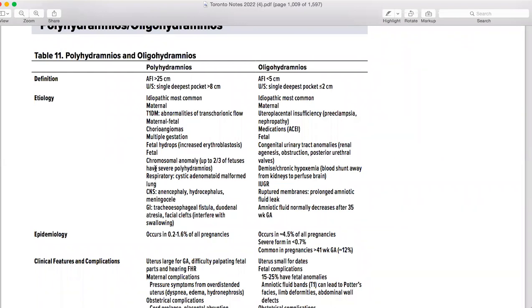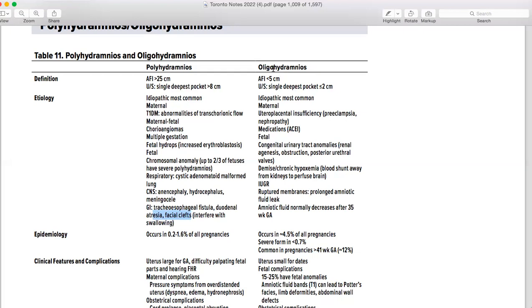So what happened in the baby, what happened in the maternal fetal etiology: multiple gestation, chorioangiomas, fetal hydrops. Fetal hydrops, where I told you 2 compartments have fluid, then it's called fetal hydrops. Fetal causes are chromosomal anomalies like Down syndrome, polyhydramnios, CNS anencephaly, hydrocephalus, meningocele, tracheoesophageal fistula, duodenal atresia, and facial clefts and problem with the swelling.